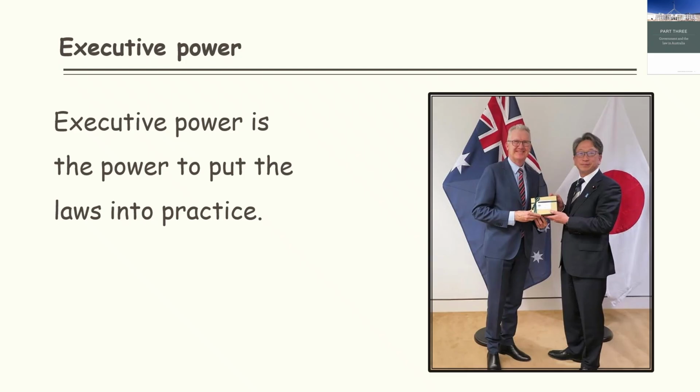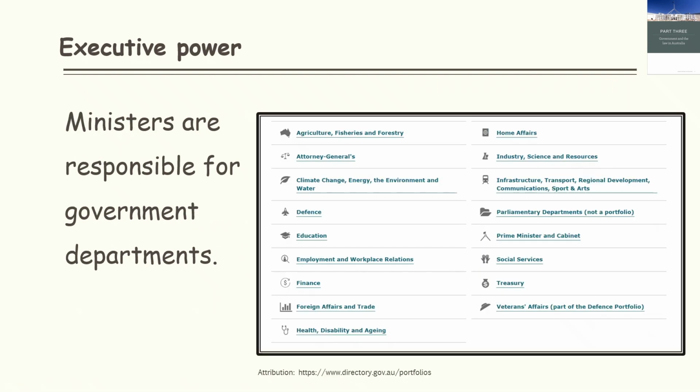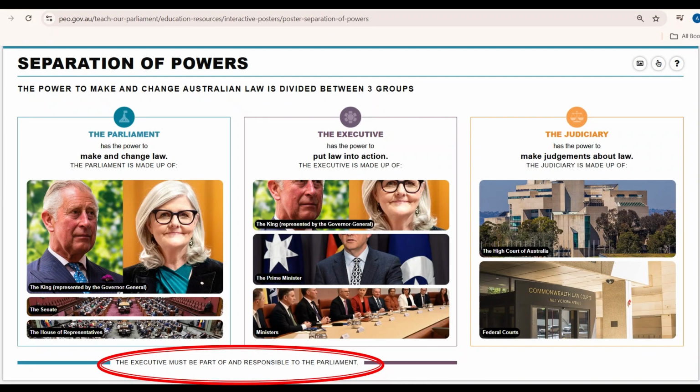Executive power. Executive power is the power to put the laws into practice. The executive includes the Prime Minister, Australian government ministers, and the Governor-General. The executive power carries out laws and puts them into action through government agencies. Ministers are responsible for government departments. The executive power must be part of and responsible to the Parliament.